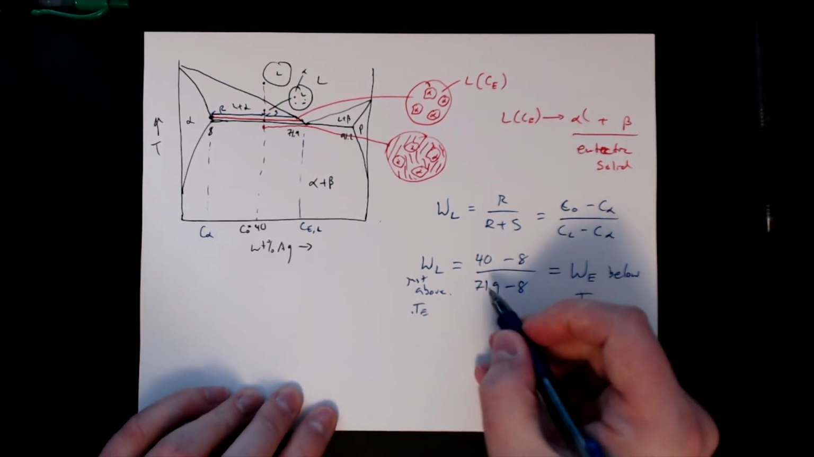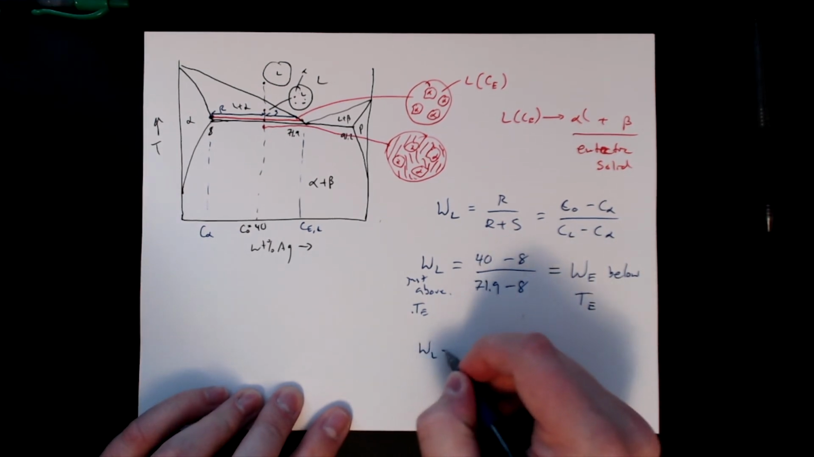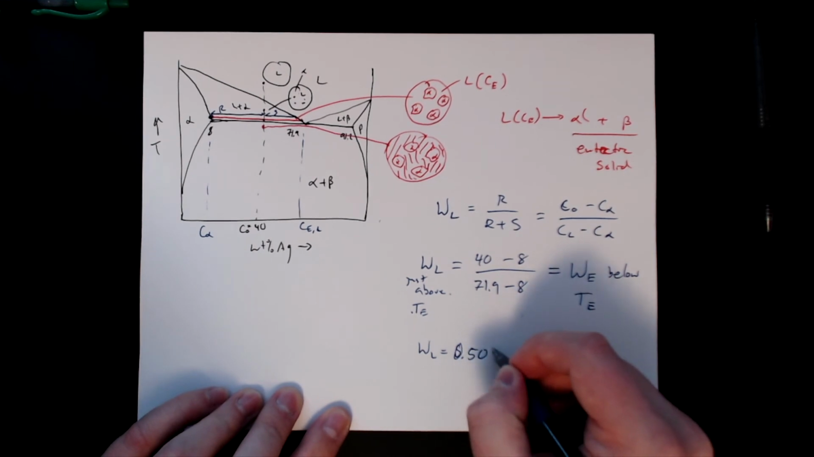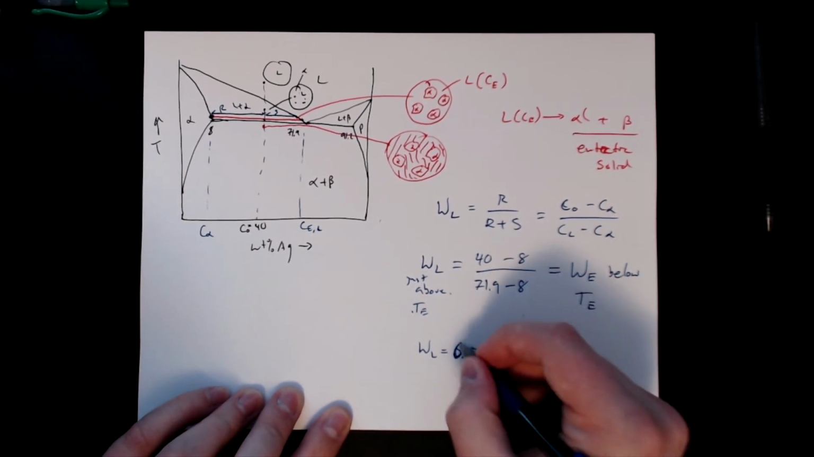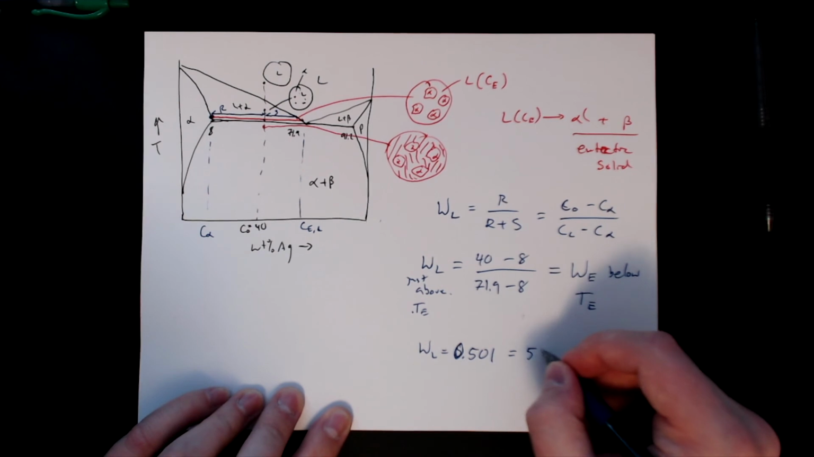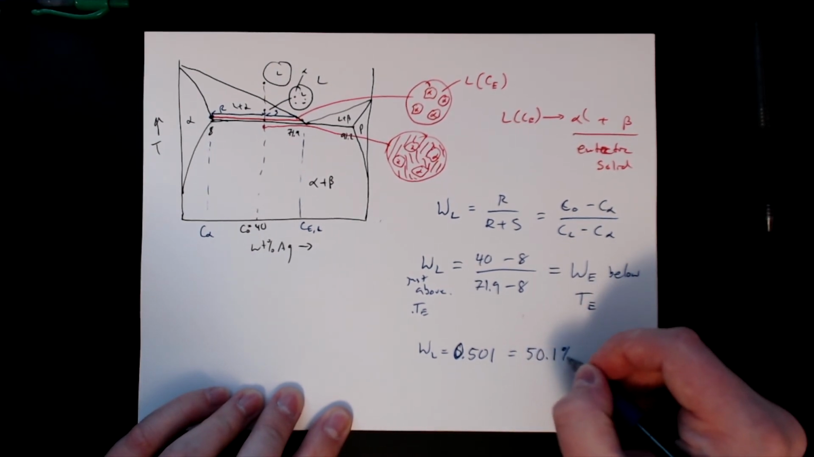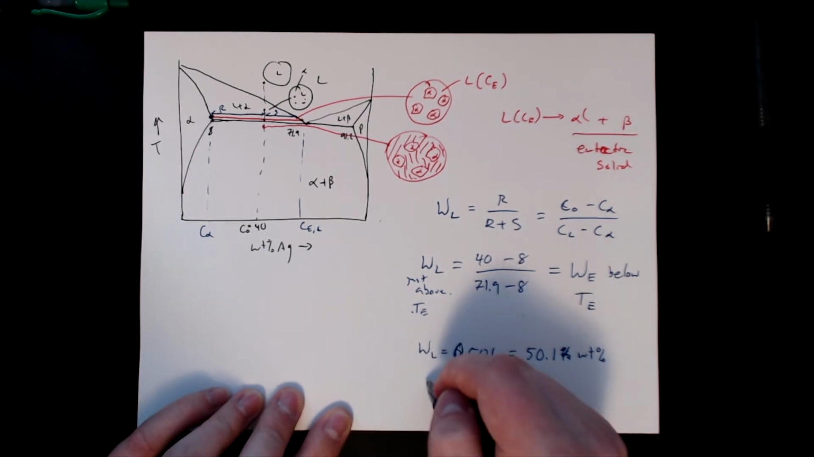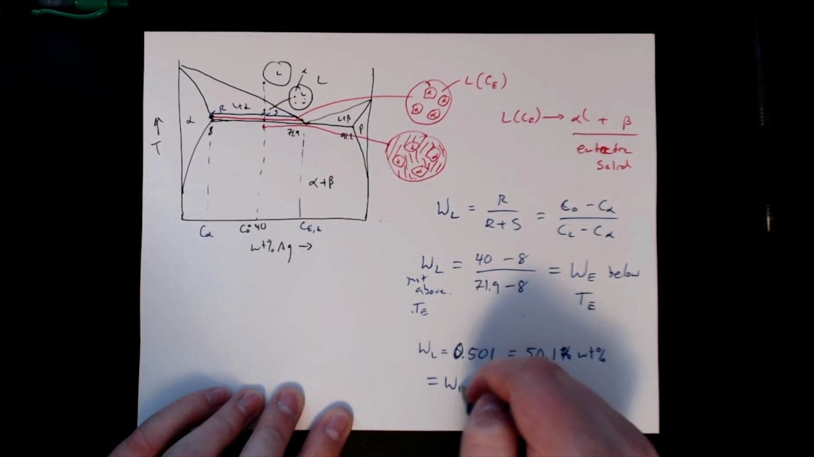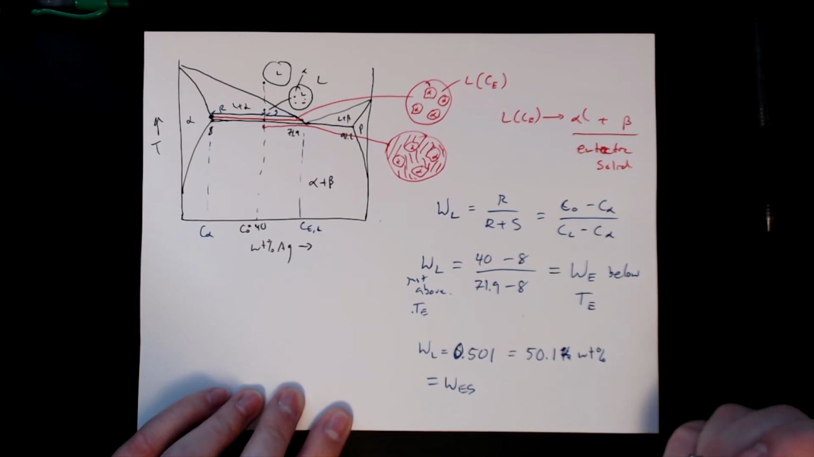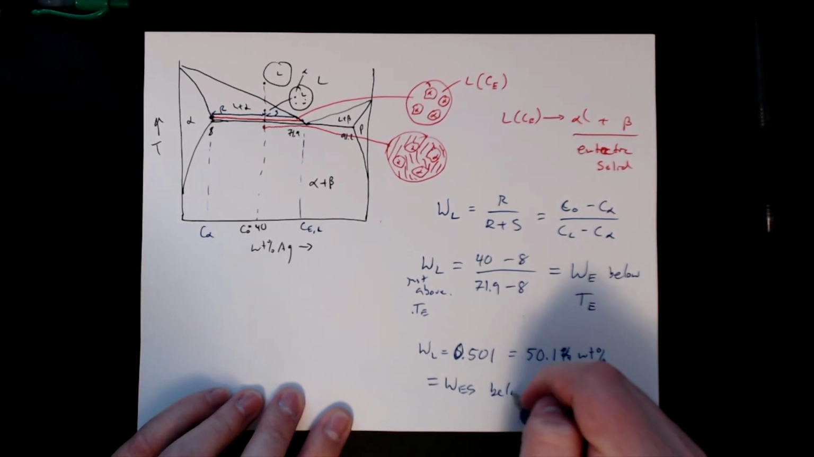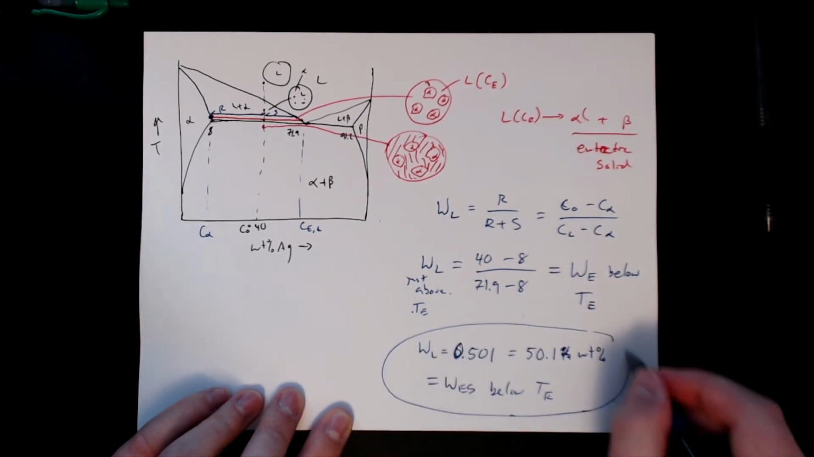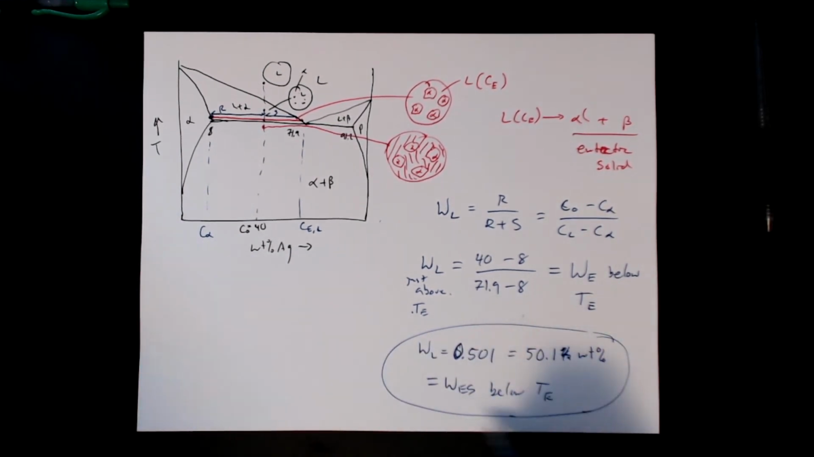When we plug this number in, we get that the weight fraction of liquid is 0.501, or that would also be 50.1 weight percent. Let me put weight percent of liquid. And again, we know that that's going to equal the weight fraction of the eutectic solid, however you want to denote it, below T E. So that's how we're able to calculate the amount of eutectic solid in this mixture.